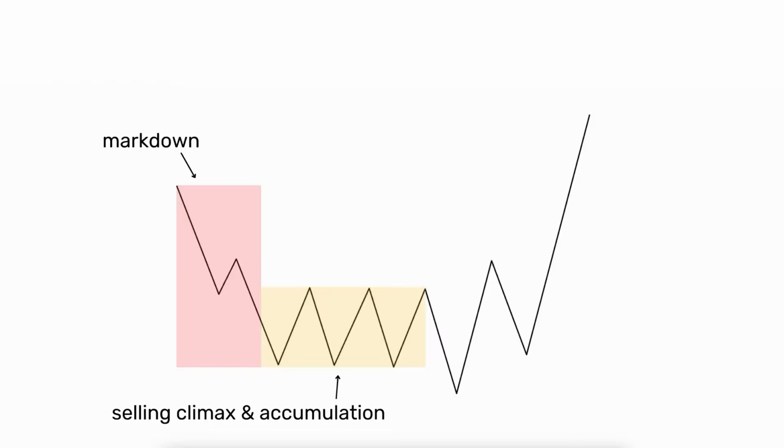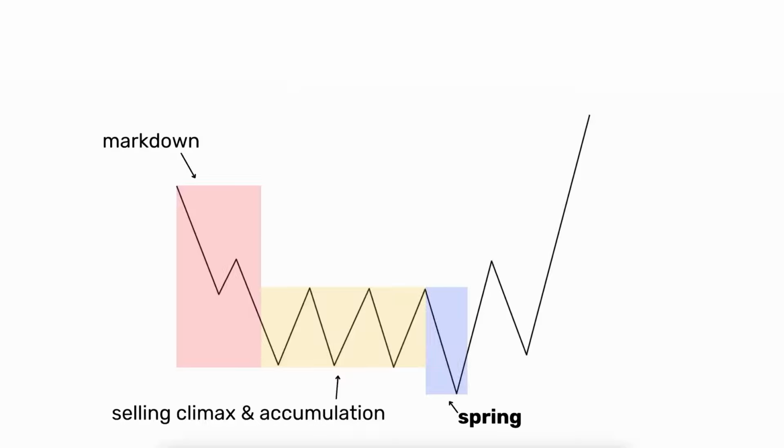At this stage, two things are clear. First, the preceding markdown demonstrates seller control. Second, the selling climax and accumulation range show buyers stepping in and matching the seller's strength. This is crucial because it's the first point after the markdown where buying and selling are roughly balanced. While we don't have a confirmed sign of strength yet, it's evident that sellers are losing their ability to push prices lower and are now in a relatively even battle with the buyers.